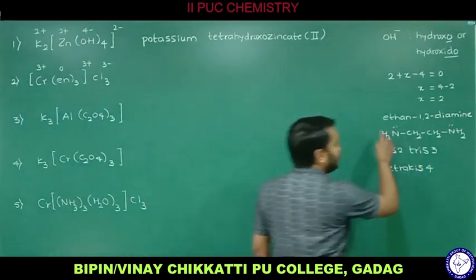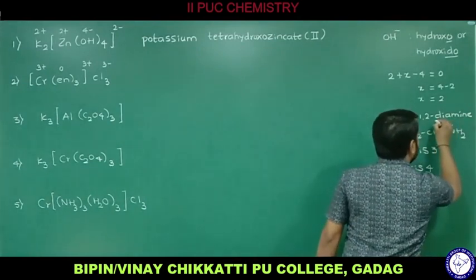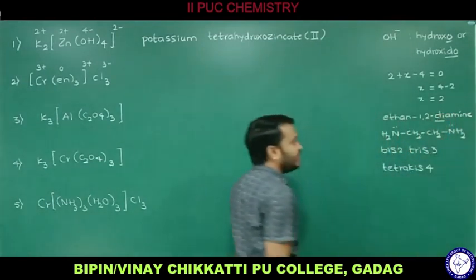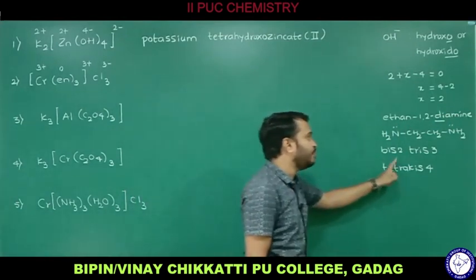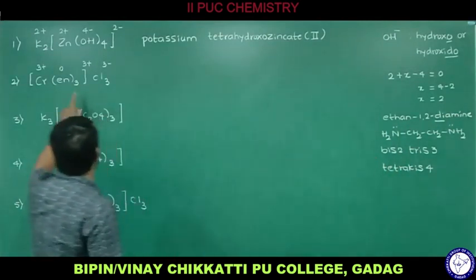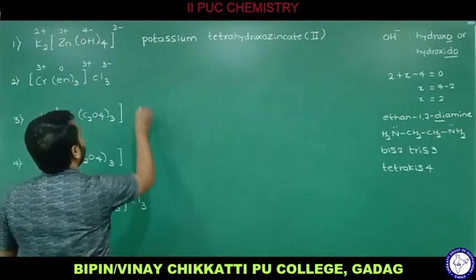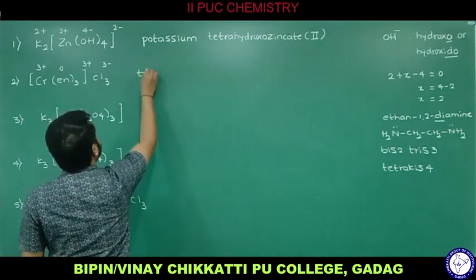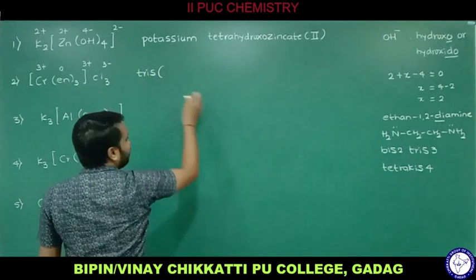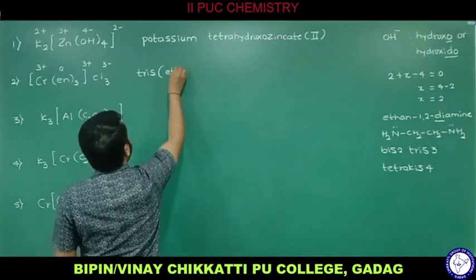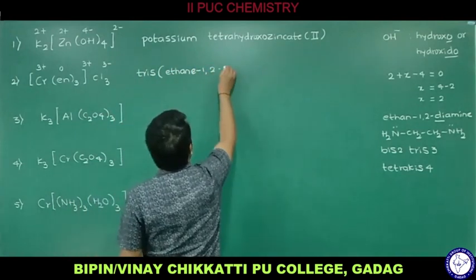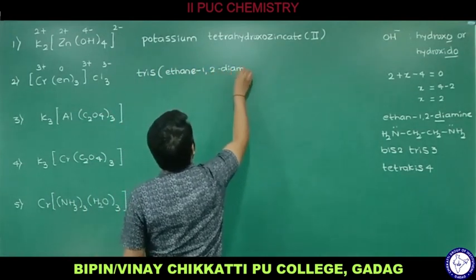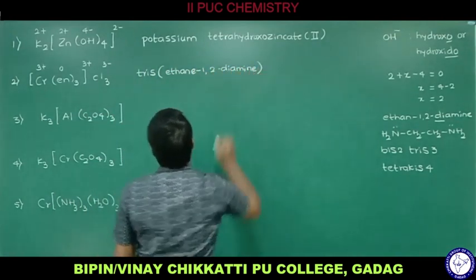In the name ethane 1,2-diamine, the name itself has a prefix di, therefore I am not supposed to use di, tri, tetra; I am going to use bis, tris, tetrakis. Since we have 3 en, I am supposed to write tris. And in the bracket we need to write the name of the ligand: ethane 1,2-diamine.